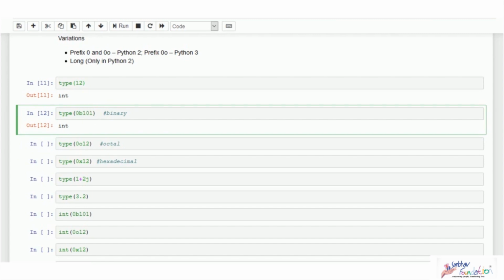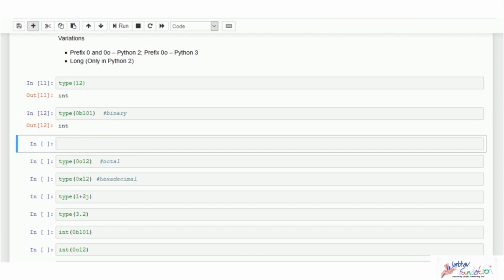Can you guess the value of this number in the decimal system? If you convert this from binary to decimal, you need to multiply the digits from the last in the order of powers of 2, since binary is a base 2 representation. So this would be 1 into 2 power 0, which is 1, plus 0 into 2 power 1, which is 0, and 1 into 2 power 2, which is 4. So this will be 4 plus 0 plus 1, that is 5.